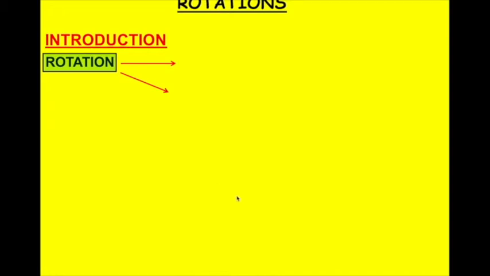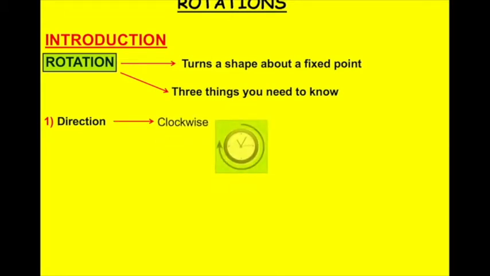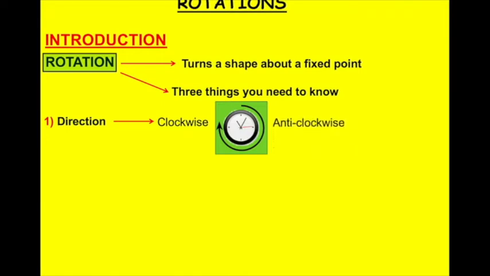Okay, let's start off with the definition first. A rotation is basically turning a shape about a fixed point, and there are three things that you must know in relation to the rotation. Number one is the direction, whether the rotation goes clockwise, or whether the rotation goes anti-clockwise, like so.